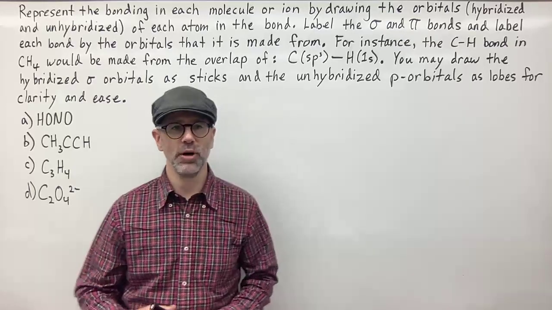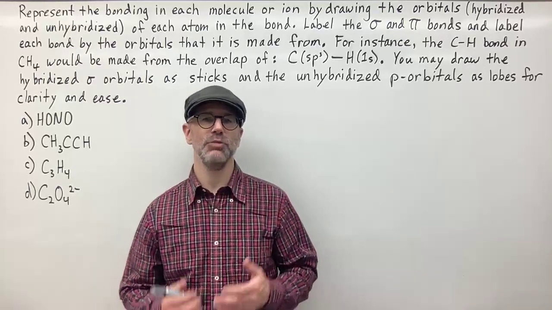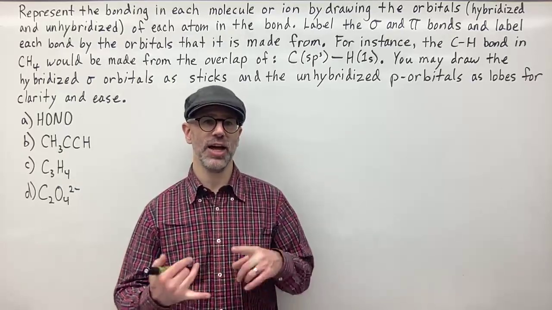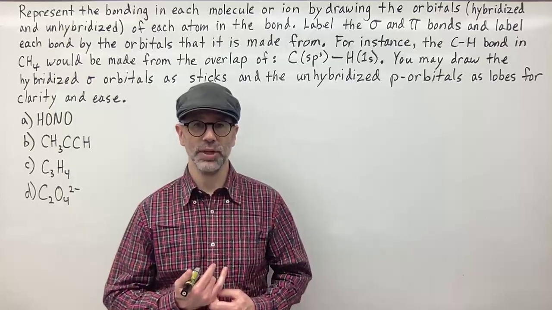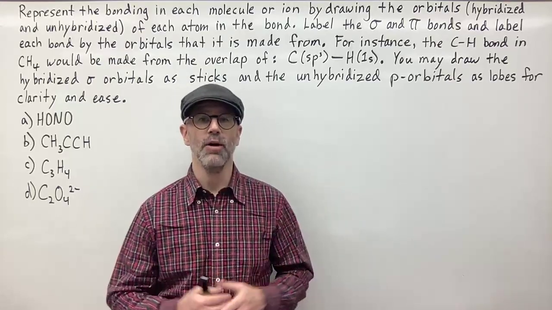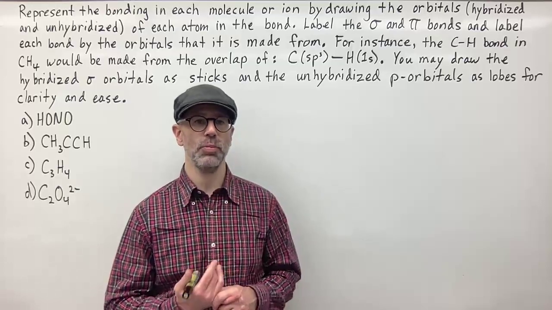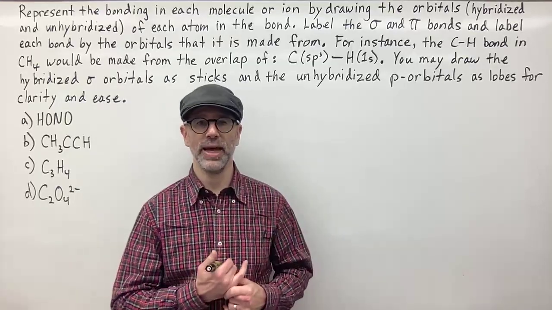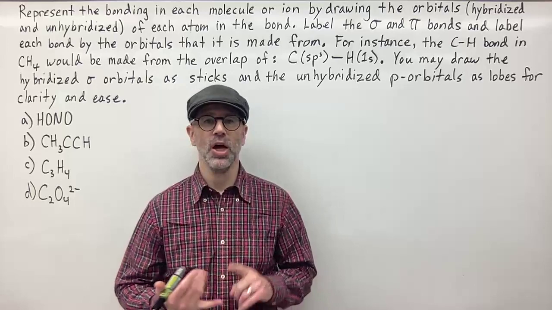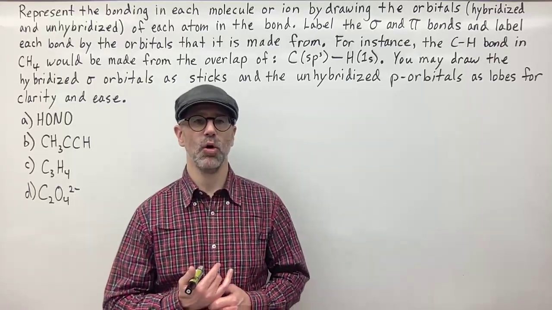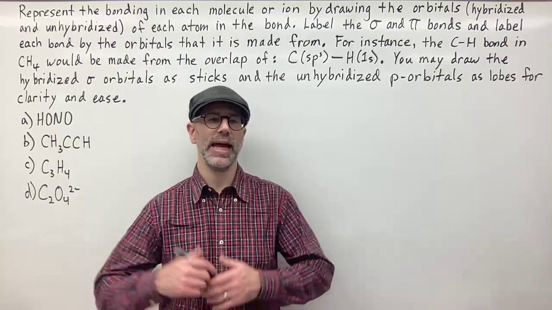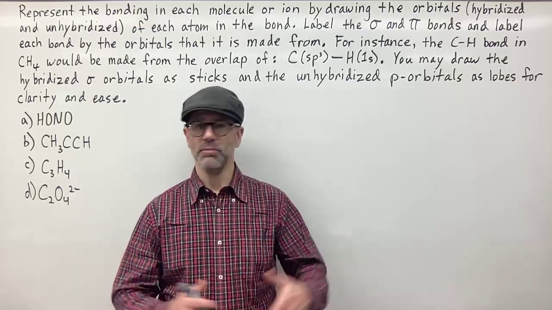So here's the problem. We're told to represent the bonding in each molecule or ion by drawing the orbitals, hybridized and unhybridized, of each atom in the bond. Label the sigma and pi bonds and label each bond by the orbitals that it is made from. For instance, the CH bond in CH4 would be made from the overlap of a carbon that is sp3 hybridized and a hydrogen with the 1s unhybridized orbital. You may draw the hybridized sigma orbitals as sticks and the unhybridized p orbitals as lobes for clarity and ease. Okay, so let's get into this.